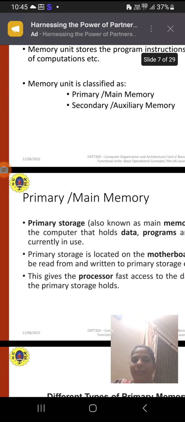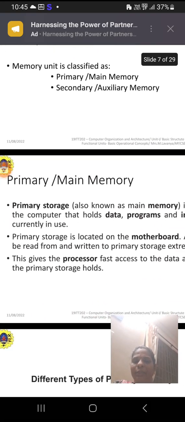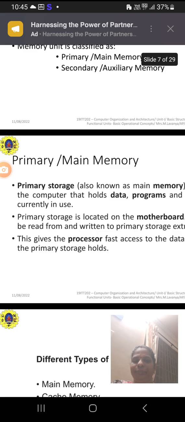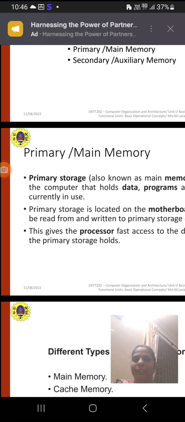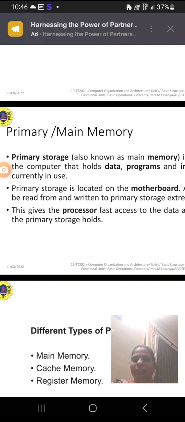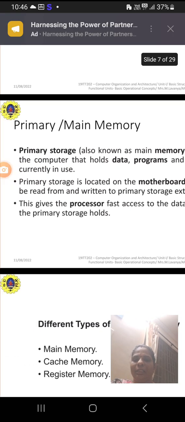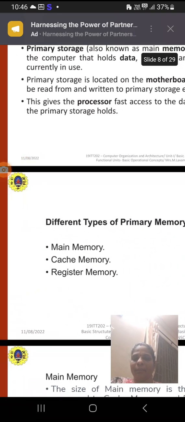The primary or main memory is the component of the computer that holds the data, programs and instructions that are currently used. The primary storage is located on the motherboard. As a result, data can be read from and written to the primary storage extremely quickly. This gives the processor fast access to the data and instructions that the primary storage holds. The different types of primary memory are main memory, cache memory and register memory.